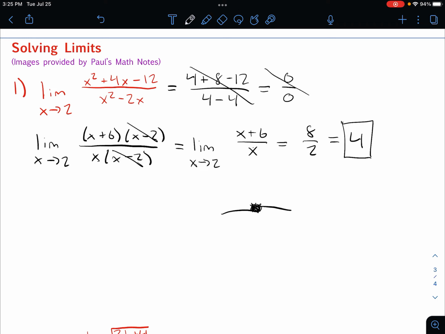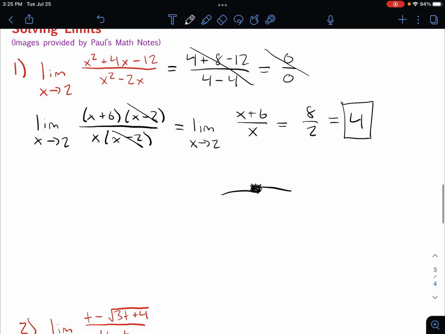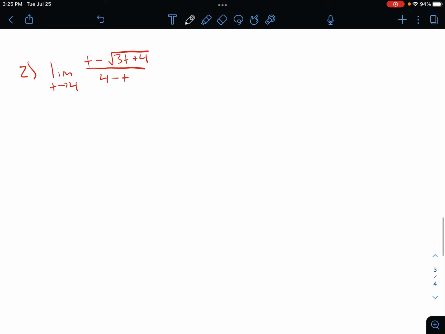Now, let's look at another example where straightforward factoring isn't an option. The limit as t approaches 4 of t minus the quantity square root of 3t plus 4, over 4 minus t. So again, first thing we're going to do is just put in 4. So 4 minus 3 times 4 is 12, plus 4 is 16, and the square root of 16 is 4, over 4 minus 4, which is 0. So what we're getting here is another 0 over 0, indeterminate, and this doesn't help us.